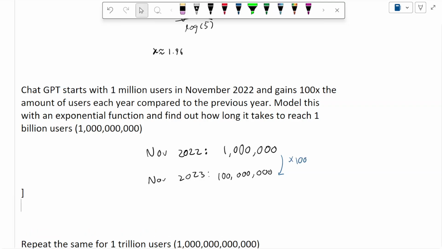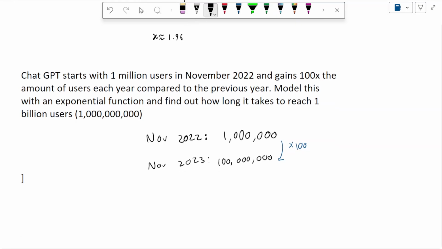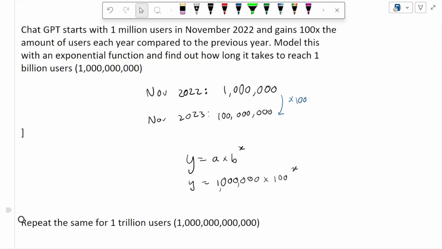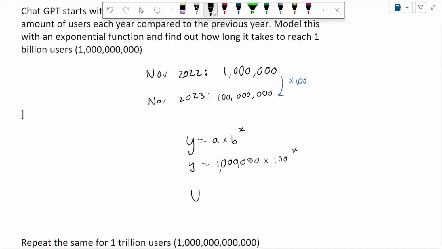So we'd like to get an exponential equation. Remember, all exponential equations look like this: a times b to the x. A is the starting amount, so that's going to be the 1 million that we started with. And then every year we're gaining 100 times. So that's just what the equation looks like. But I might go capital U for users. That'll be a function of time. This is 1 million times 100 to the power of t. So that's just using the proper letters and everything.